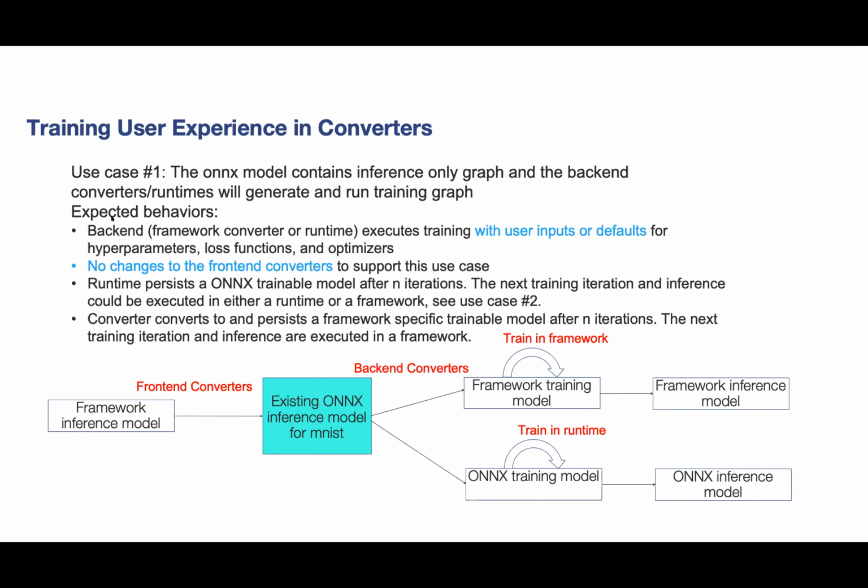This is the first scenario. We believe, with the current ONNX inference model and graph, we should be able to take it to a backend, either a framework or converter, a runtime to execute it. Of course, to have this scenario working, the front end converters do not have to do anything. You just take the existing model and make it train in the backend or a runtime.